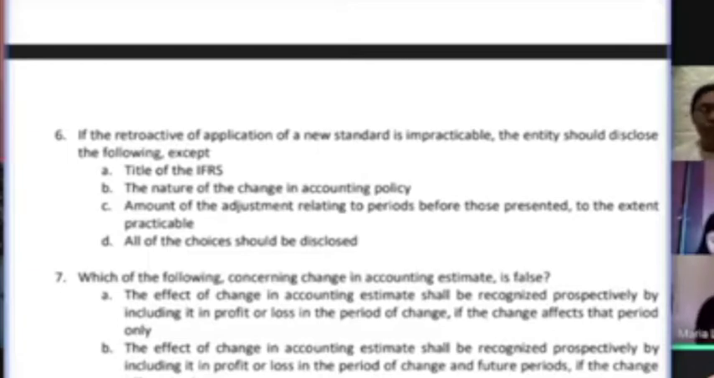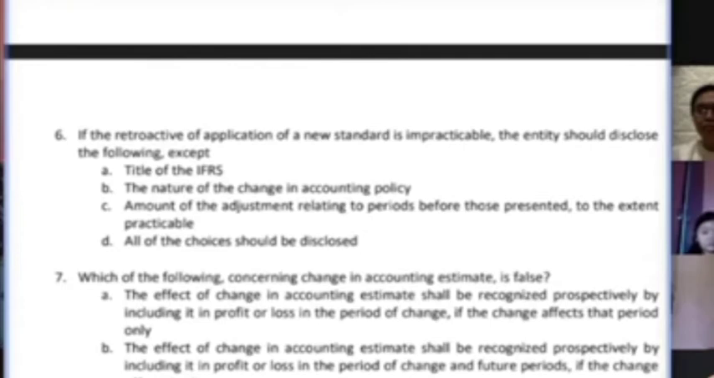Our answer here, sir, is letter C, because the change should be applied prospectively. Okay, so letter C is definitely wrong. And Alpha and Bravo, class, are the two types of prospective application. Now, this is what I want you to remember, class. A common misconception is that when we talk about prospective application, the application is always now and the future. When we say prospective application, you apply the change now and in future periods.